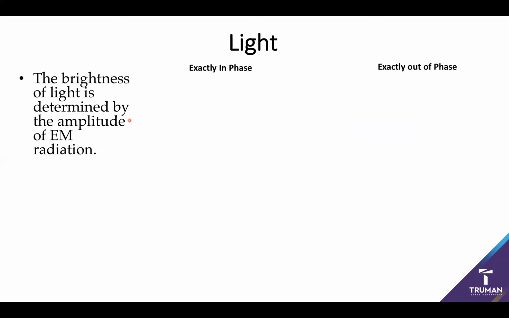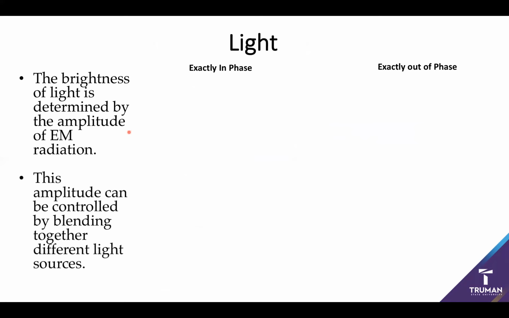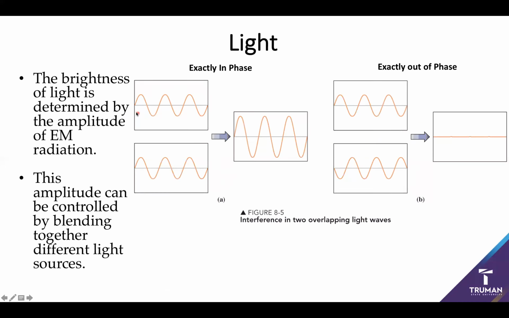This can also be measured as the amplitude of our electromagnetic radiation. And you can control the amplitude by combining different light sources. So let's go ahead and say that I bring in 2 different photons of the exact same wavelength in phase. Well, this means that this photon gets along with this photon. So I'm going to have a much brighter light source.